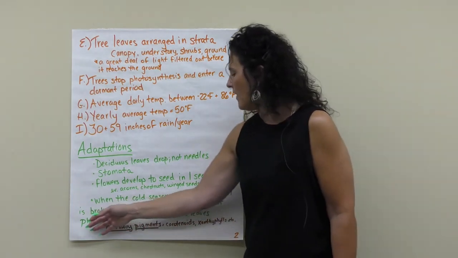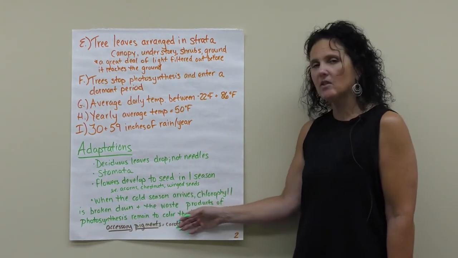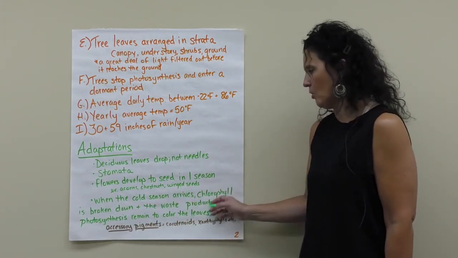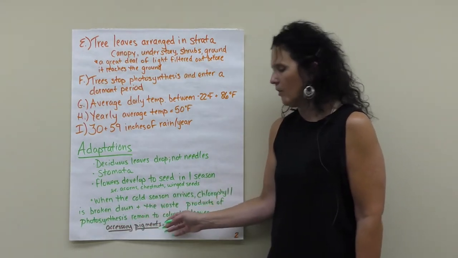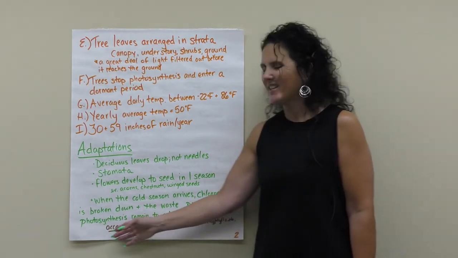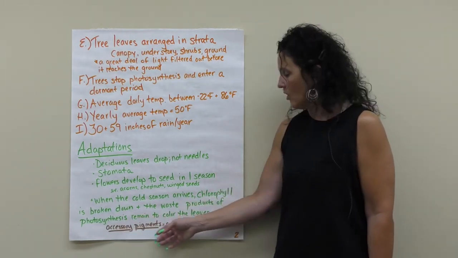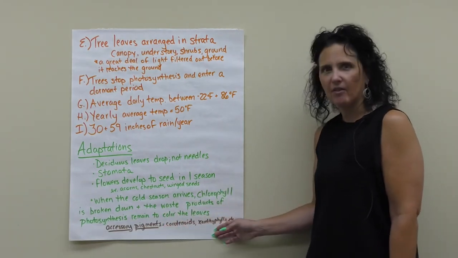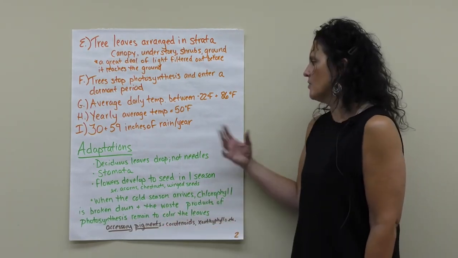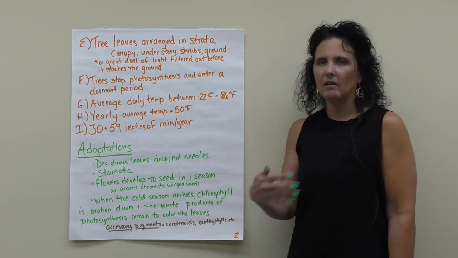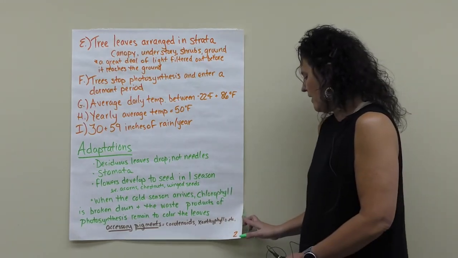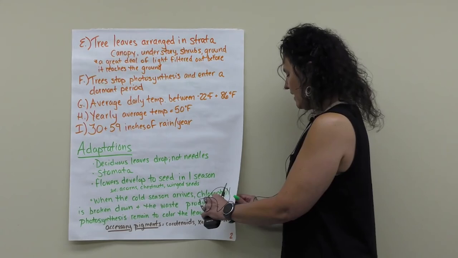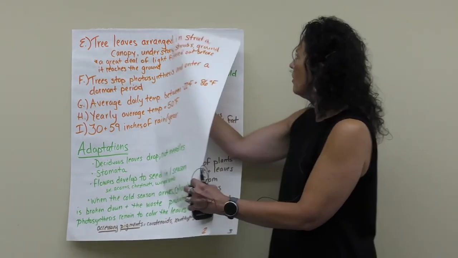So that's broken down, and the waste products that you get from the decomposition of the chlorophyll remain to color the leaves. Those things are called accessory pigments. There are things like carotenoids, the same pigment that makes a pumpkin orange, or the xanthophylls, those make them red. And there's different types of those that allow for the leaves to change color. And then when those finally leave, they die and fall off of the tree.